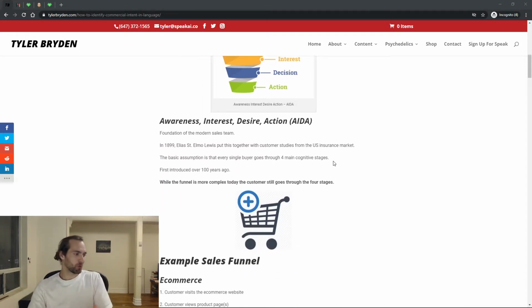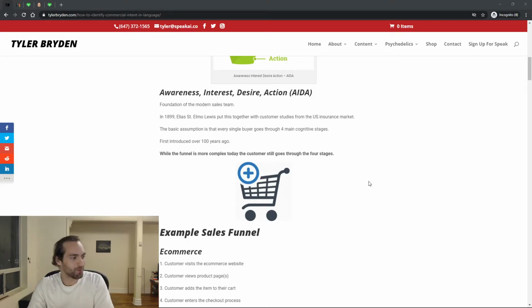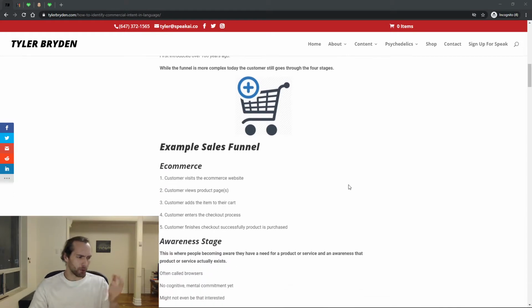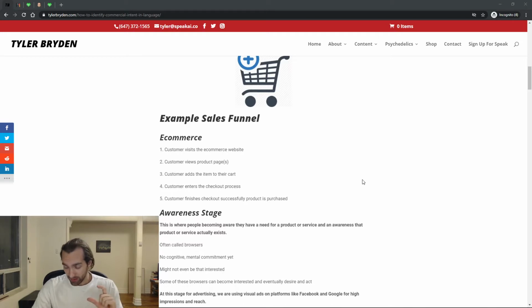I'm not going to go through all the fine details on all these little sentences in here, but it is very fascinating. This was introduced over 100 years ago, and these are the cognitive stages that people actually go through. If someone has made a purchase, then they have gone through these stages. As an example, this is an e-commerce sales funnel. The one I used to make a joke about was the Instant Pot. Generally you hear about this Instant Pot, then you visit the site, you view the product page, you add the item to the cart, you enter the checkout process, and then you make the final purchase. So that's the actual action that's taking place.